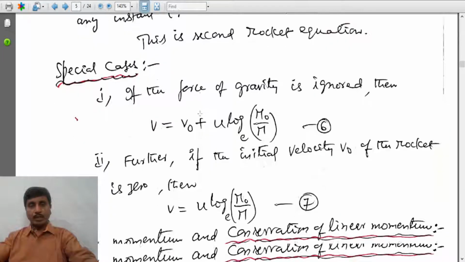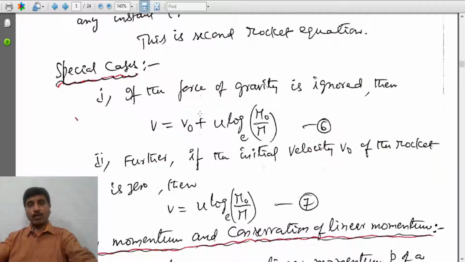Special cases: if the force of gravity is ignored, then v is equal to v0 plus u log m0 by m to the base e, that is equation 6. In the second case, further, if the initial velocity v0 of the rocket is 0, v is equal to u into log m0 by m to the base e. In this way, we can describe the motion of rocket. And by using equation 6 or 7, we can determine the final velocity of the rocket.